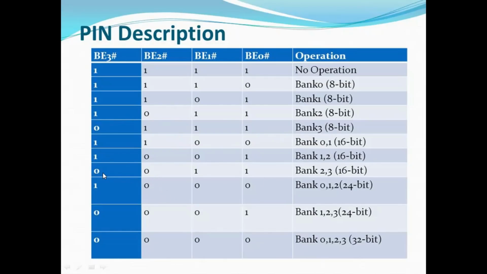B2 is 0 and B3 is 0 and B1 is 1 and B0 is 0. At that time bank 2 and 3 are active for the 16 bit. When B2, B1 and B0 are 0 and B3 is 1, bank 0, 1, 2 are active for the 24 bits. The same thing is that when all the bus enable signals are 0, at that time all the banks 0, 1, 2, 3 are active for the 32 bit.